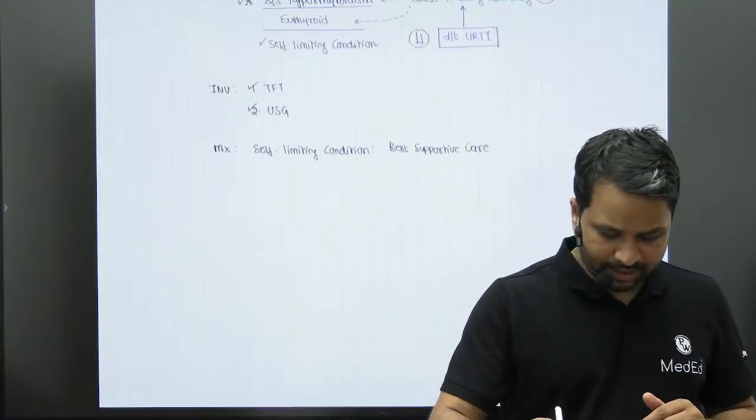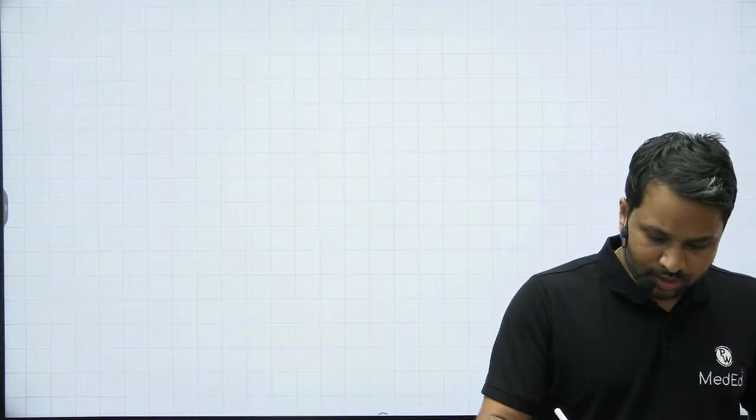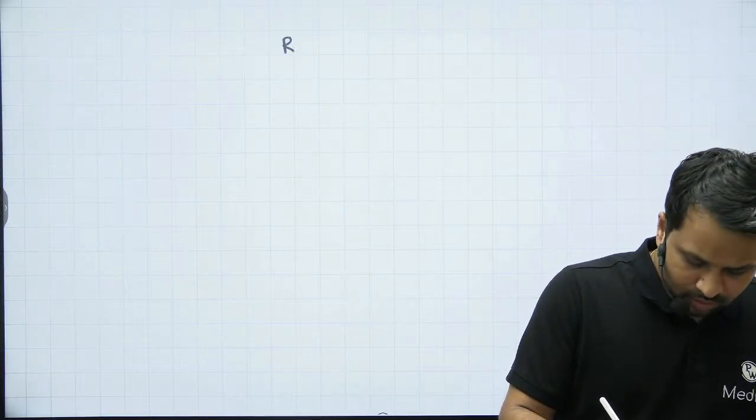So this is all with respect to subacute or De Quervain's thyroiditis. The other one that we'll be talking about is Riedel's thyroiditis. Riedel's thyroiditis is quite tricky for us to take across. We'll try to understand this.